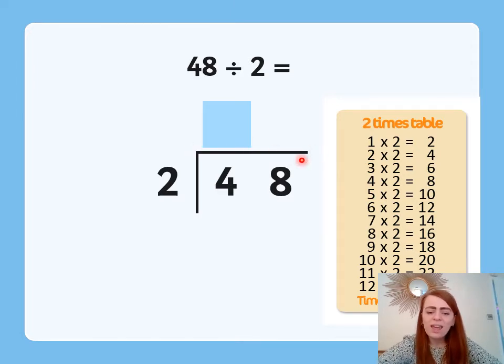Now, instead of trying to figure out 48 divided by 2, let's break it down into the tens and units. So let's just start at 4 divided by 2. There are a couple of ways to figure this out, boys and girls. You could just know that 4 divided by 2 is 2.